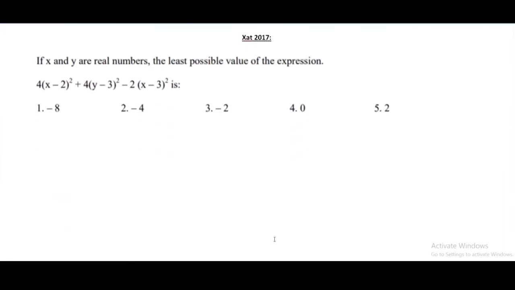Now come to the 2017 paper. X and Y are real numbers, the least possible value of the expression. Now look at this value. This is independent. So the least value of any perfect square is 0 because it cannot be negative. So basically we are bothered only about terms based on x. If I open it, I'll get x square plus 4 minus 4x, and that is x square plus 9 minus 6x. That term is definitely 0.